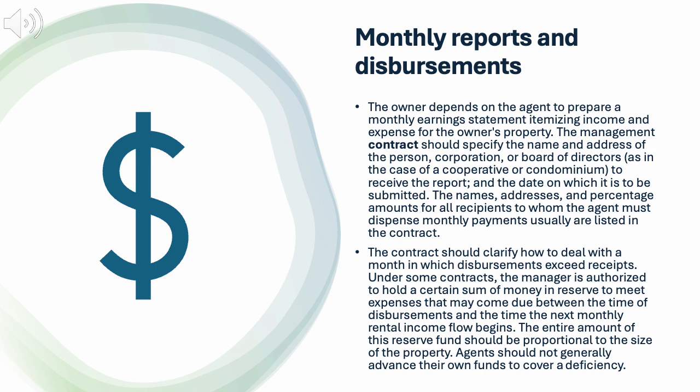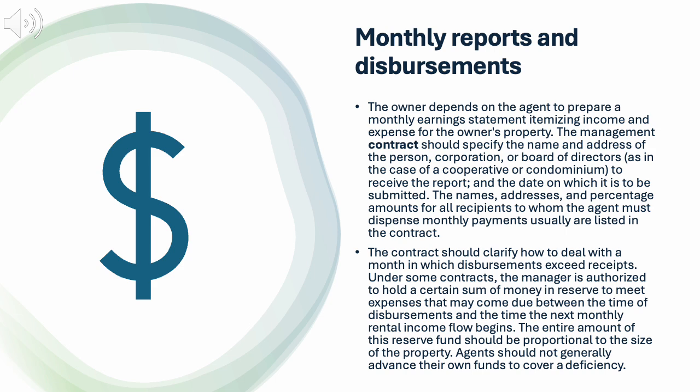The management contract should specify the name and address of the person, corporation, or board of directors, as in the case of a cooperative or condominium, to receive the report and the date on which it is to be submitted. The names, addresses, and percentage amounts for all recipients to whom the agent must dispense monthly payments usually are listed in the contract.